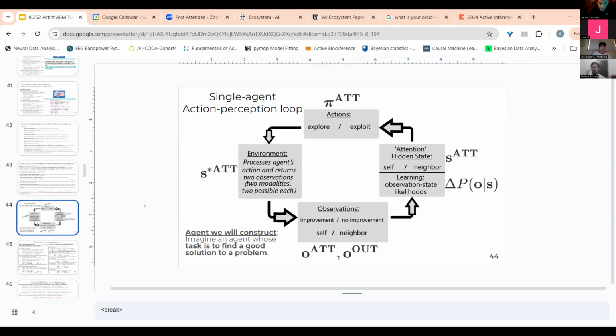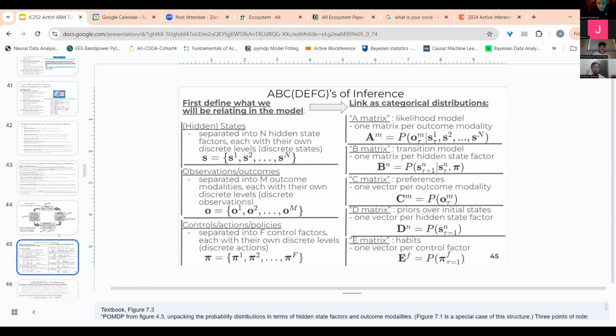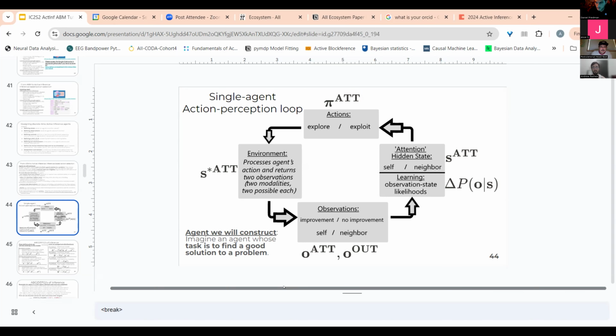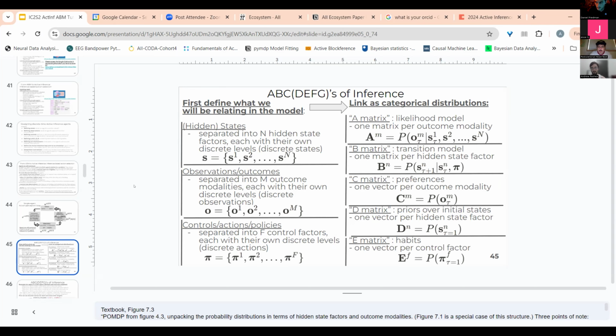So if anyone is interested in this, feel free to check it out. I'll actually put the link in the chat whenever I'm done here. I don't want to take up too much time though, but that's the general process of an action perception loop. And then the tutorial from there just starts to break it down even further.